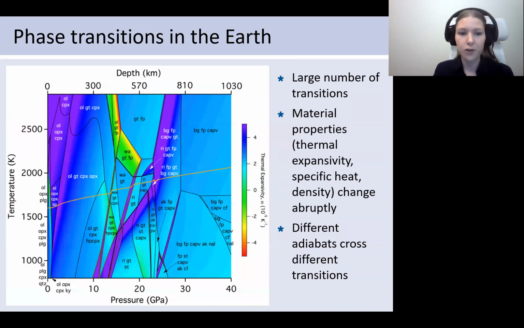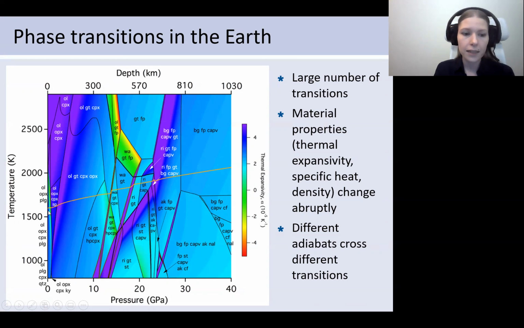Now, if we look at phase transitions in the real Earth, we see that they are more complex than just having 1 or 2 transitions. These are the phase transitions for a pyrolytic composition. We see that there are lots of different transitions with different phase transition widths, different Clapeyron slopes, and some of them exist only in certain pressure or temperature ranges. We also see that the material properties jump at these phase transitions. So what's shown here is the thermal expansivity, which changes a lot between the different phases. And this is also true for the density and for the specific heat.